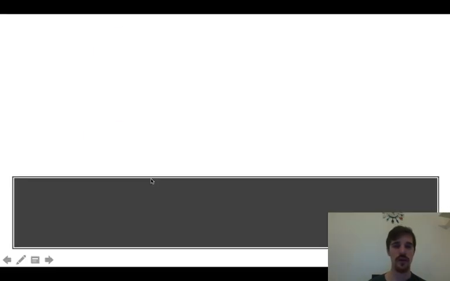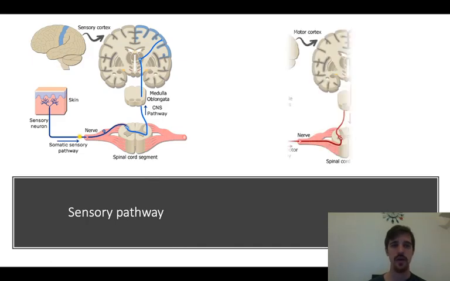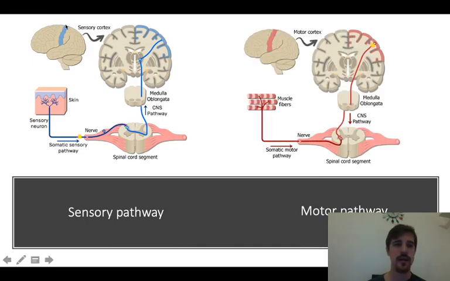Okay, and I think I also have some more detailed pictures here again. So you can see that we have the sensory cortex, which is this part of the brain, which is right beside the motor cortex. You can see they are right beside each other.